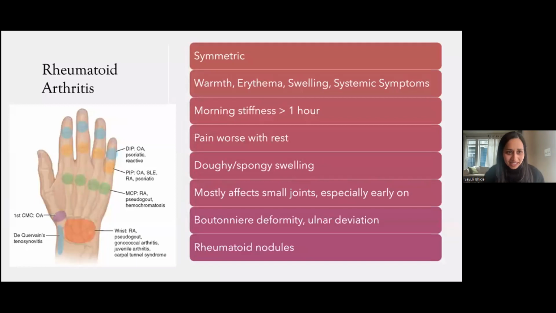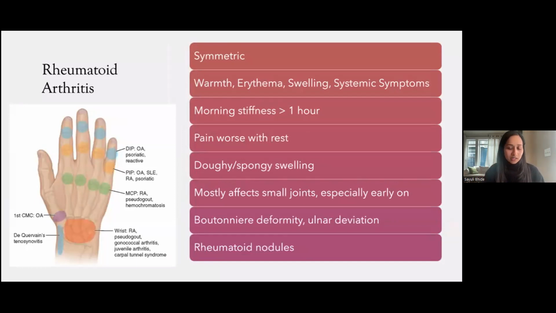In comparison, rheumatoid arthritis tends to be symmetric. So people will often come and say, like, both of my hands hurt, same joints often hurt. You have those inflammatory symptoms we talked about, more morning stiffness, pain gets worse with rest rather than activity. You're going to feel for that doughy, spongy swelling. And remember that it starts with the small joints. So look at the hands and feet.